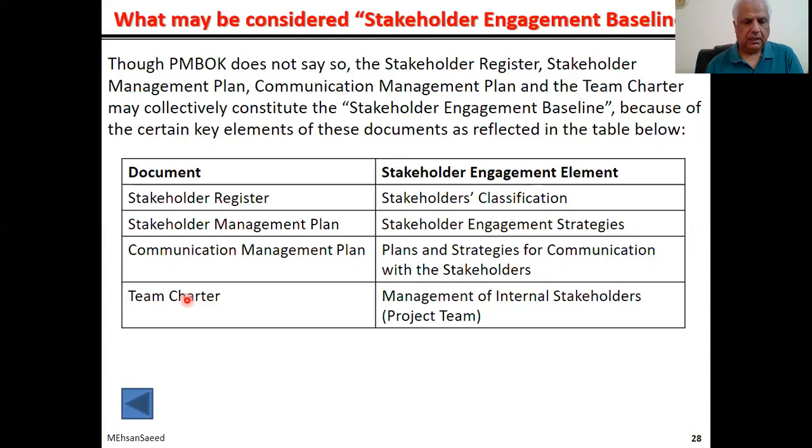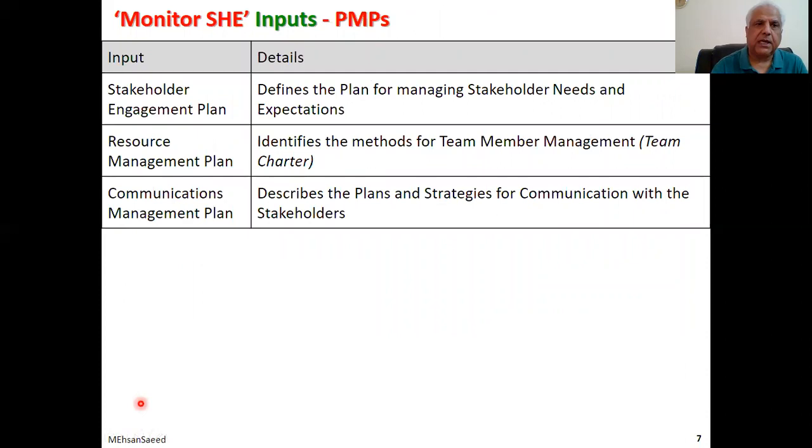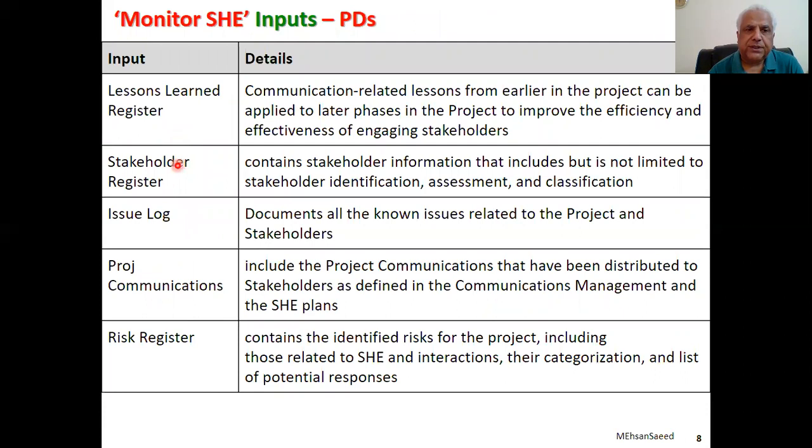With that, let's look at the different inputs and outputs to the plan. This I have already described. Why do we require a stakeholder engagement plan, resource management plan, the communications management plan, lessons learned register, stakeholder issue log. I did not mention issue. Well, when we talk of issues, issues are between the project stakeholders. These could be issues between internal stakeholders, or issues between external stakeholders, or between internal and external stakeholders. And they are all documented in the issues log. Therefore, we need this document as well.